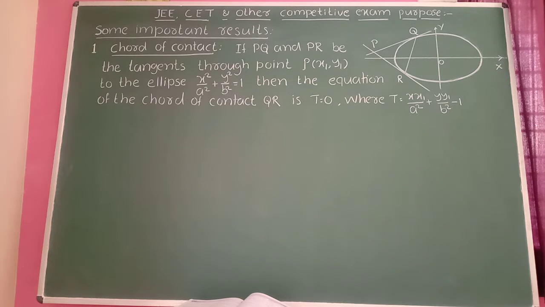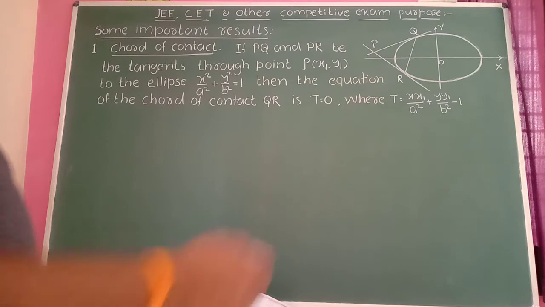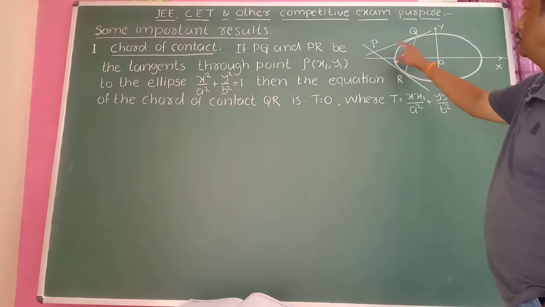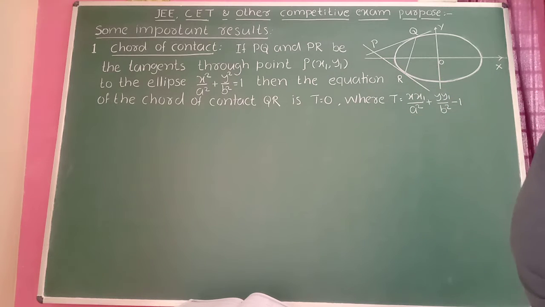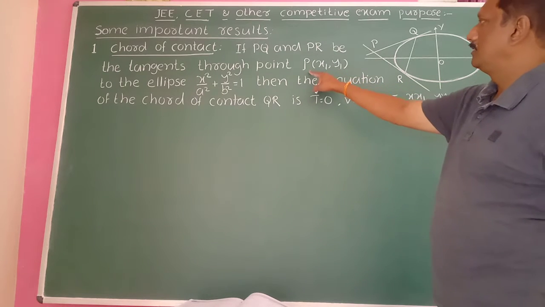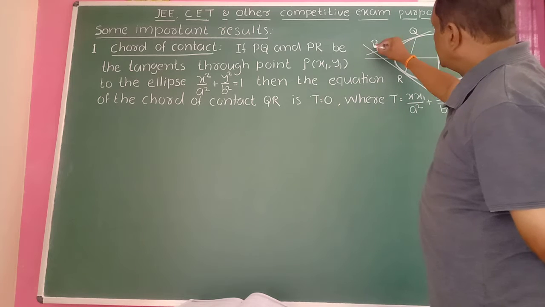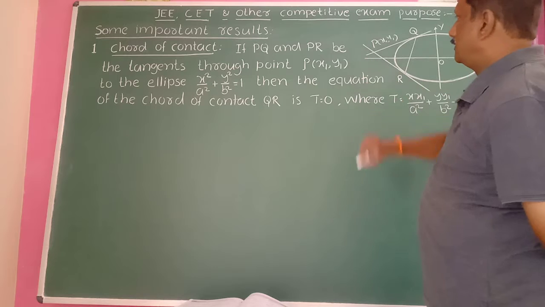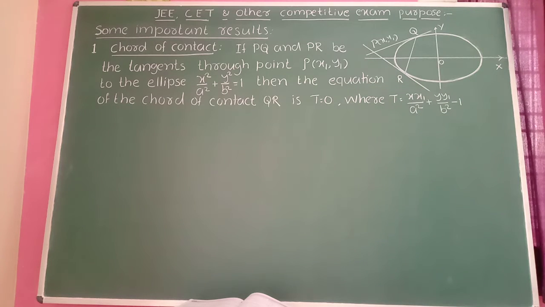So, chord of contact. Just observe the diagram here. If PQ and PR are the tangents from the point P(x1, y1) to the ellipse x²/a² + y²/b² = 1, then the equation of the chord of contact QR is T = 0, where T is x1·x/a² + y1·y/b² − 1.